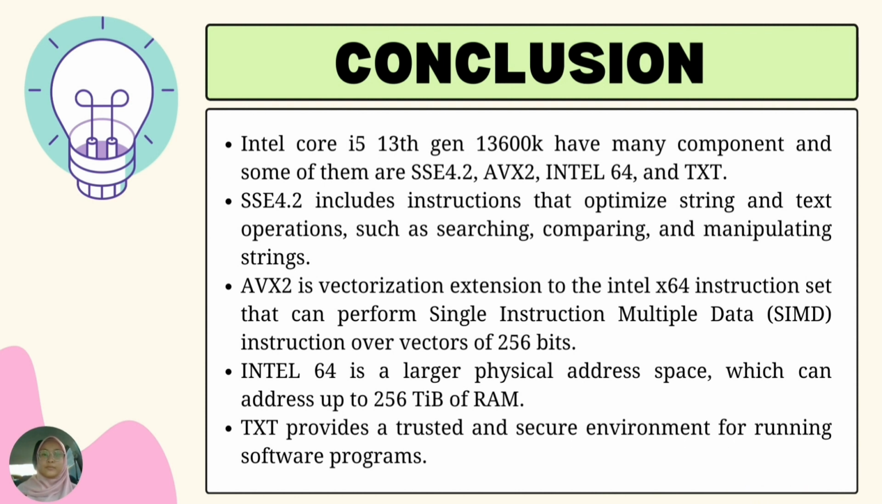Today I would like to present the conclusion. The conclusion is Intel Core i5 13th generation 13600K has many components and some of them are SSE 4.2, AVX2, Intel 64 and TXT. SSE 4.2 includes instructions that optimize string and text operations such as searching, comparing, and manipulating strings. AVX2 is a vectorization extension to the Intel x64 instruction set that can perform single instruction multiple data SIMD instructions over vectors of 256 bits.